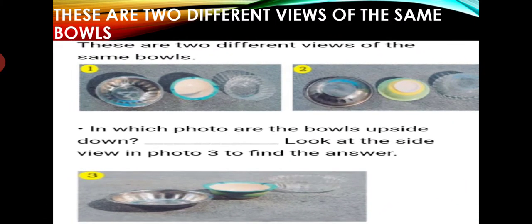Next. These are 2 different views of the same bowl. One is open and the second one is upside down. In which photos is the bowl upside down? Look at the side views in photo 3 to find the answer. One top, second bottom, or third side view.